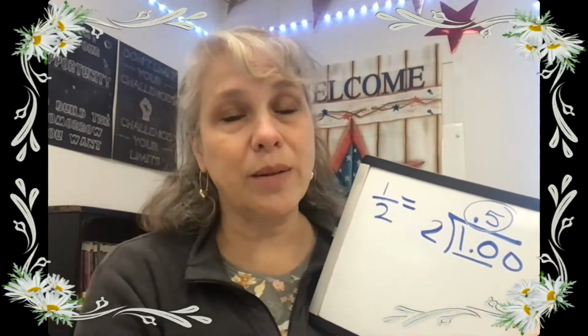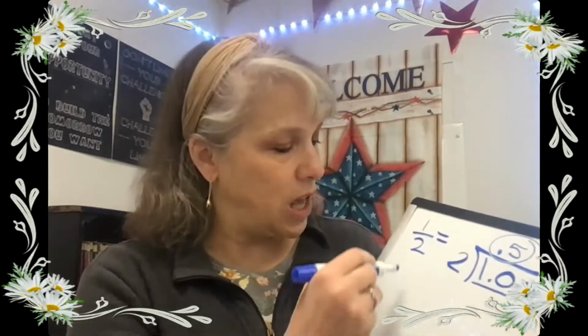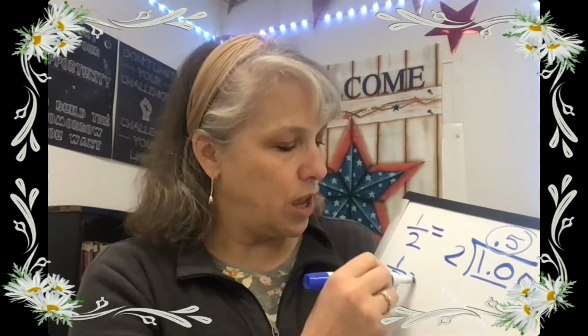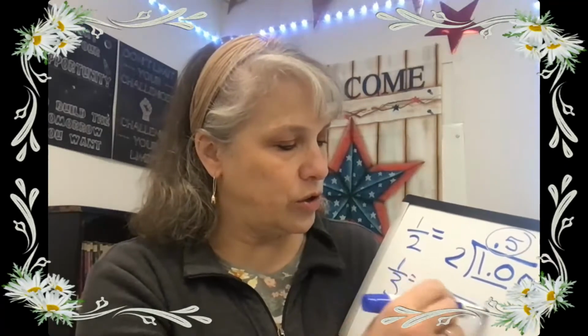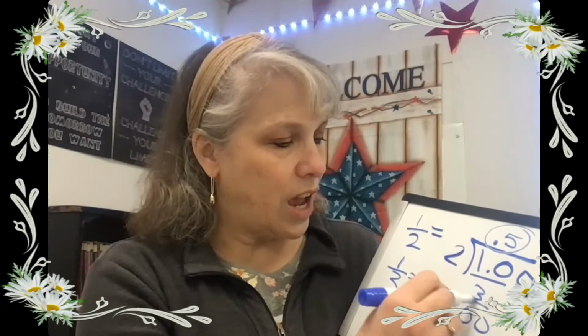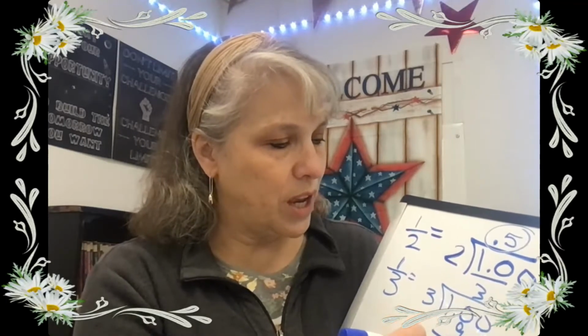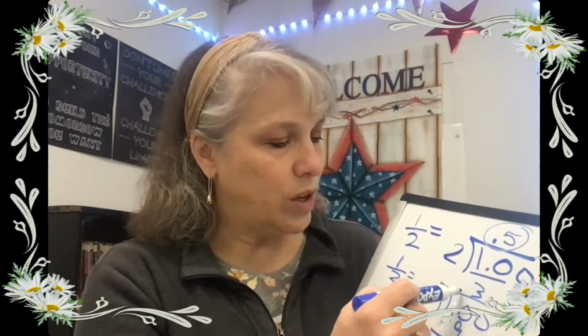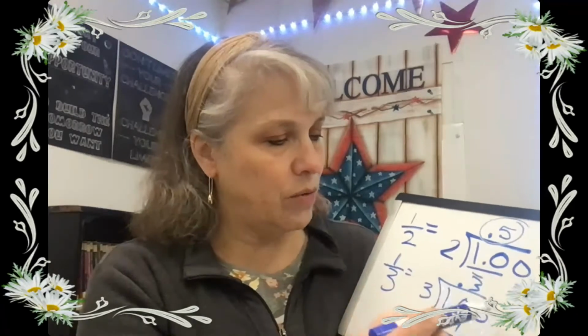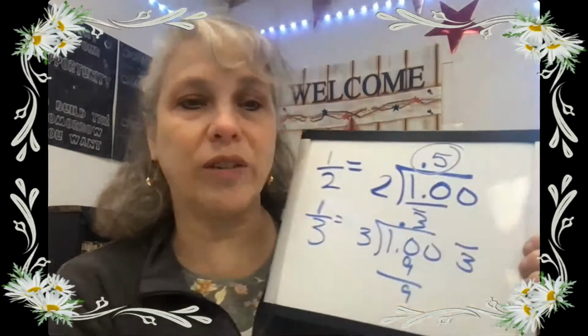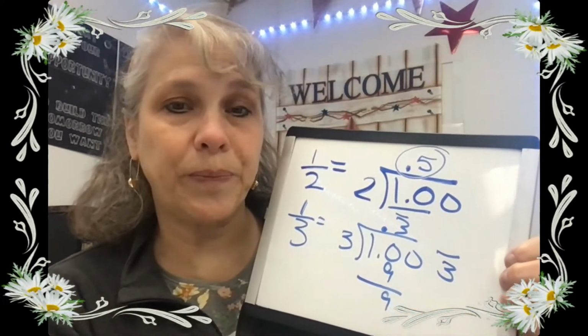There are some decimals that are repeating. For example, 1/3. If we divide 3 into 1, we get 0.3 repeating. Okay, so we say 0.3 repeating, and we put the line over it like that. Okay, so that is how to turn a fraction into a decimal.